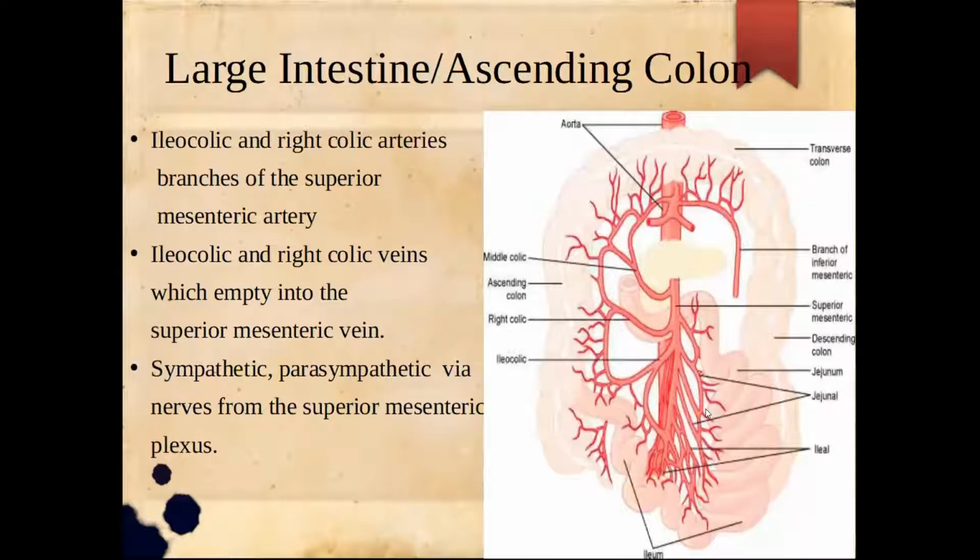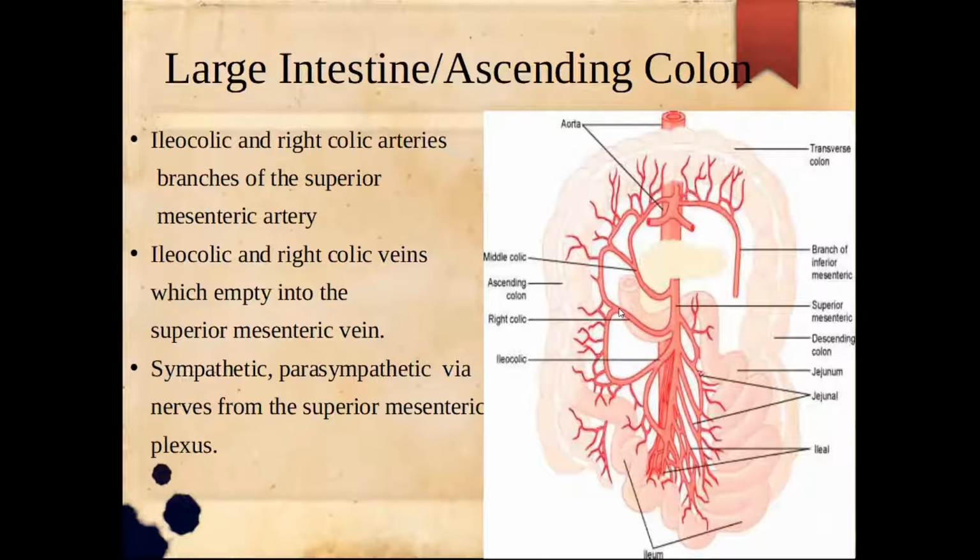The blood supply of the ascending colon, as I told you before: the ascending colon is midgut in origin. The blood supply mainly comes from the superior mesenteric artery. The superior mesenteric artery gives off the right colic artery, which divides into ascending and descending branches, and this supplies the ascending colon. The ascending colon also receives blood supply from the ileocolic artery.